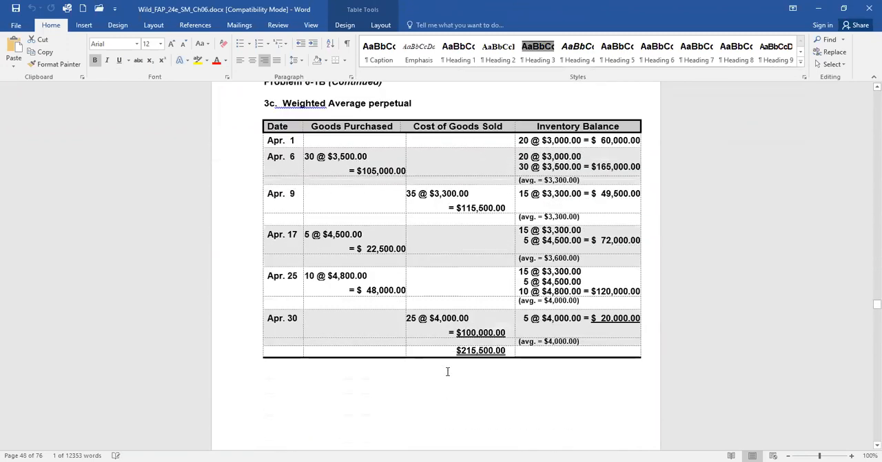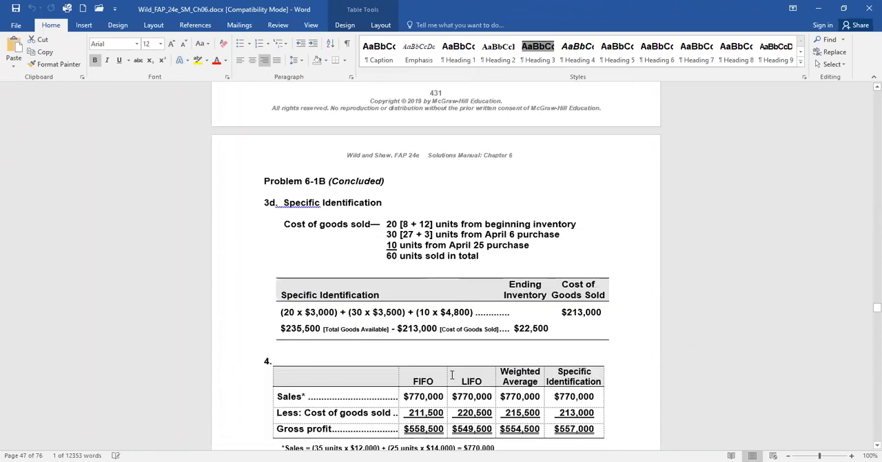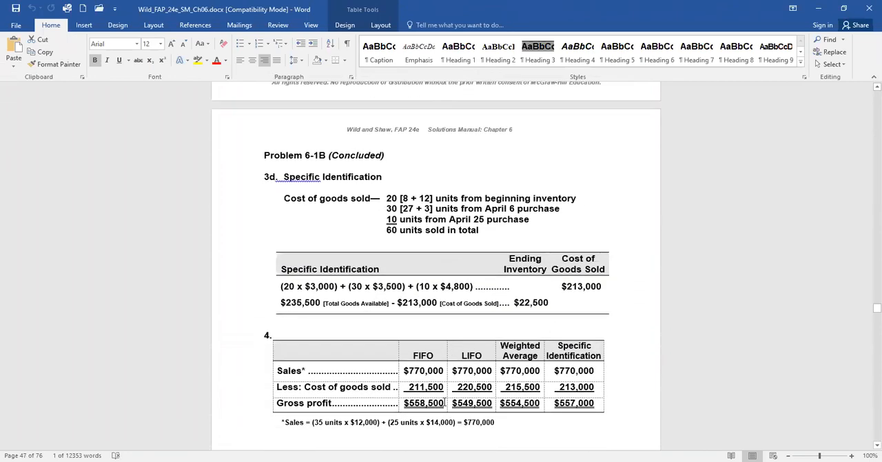Weighted average, $215,500. Subtract that from your sales. Gross profit is $554,500 under that method of removing inventory. So all these are acceptable. You just got to pick which one you want to use. And specific identification is probably the most accurate. Sales minus the cost, and that is the actual cost of the goods that were sold, gives you a gross profit of $557,000.